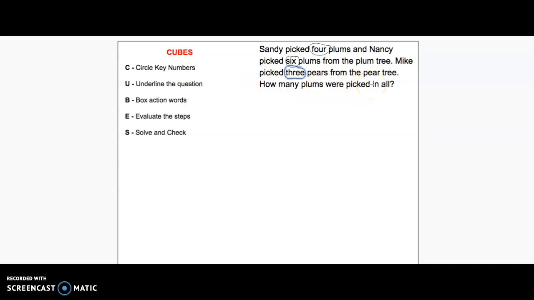So now that we have circled the key numbers, we want to underline the question. The question that we want to underline is how many plums were picked in all. So we have circled the key numbers and underlined the question. The next thing we want to do is box the action words.